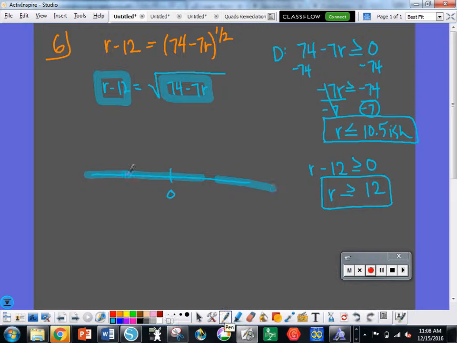My answer can't be down here and up here at the same time, so because of that, there is no solution. You don't even have to solve the problem, because by checking the domain, my answer can't be less than 10.5 and greater than 12 at the same time. So when you have two domains, it has to fit in both. So your answer has to fit in both of those domains. Does that help?